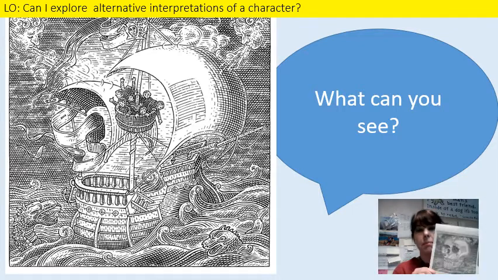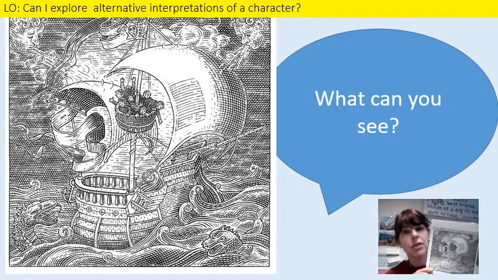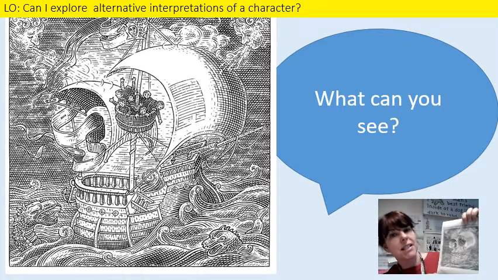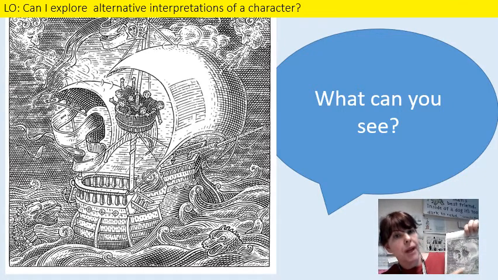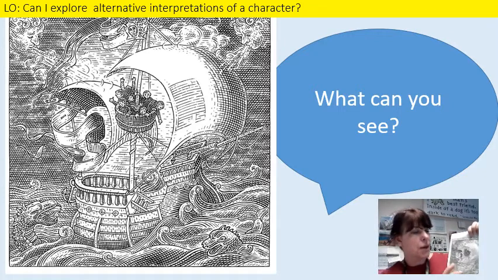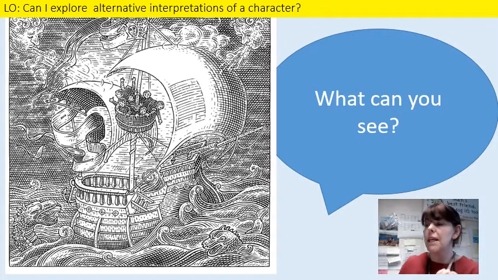Okay, now some people, when they have a look at this image, the first thing they see is a skull. So I don't know if you can see the outline of the skull like that, and the eye sockets and the teeth and the jawbone there. Other people see a boat. So you've got the kind of shape of the boat there, the billowing sails. Everybody seems to be up in the crow's nest for some reason. So are you seeing the skull or are you seeing the ship at sea? Alternative interpretations. And that's what we're going to be doing with Edmund.